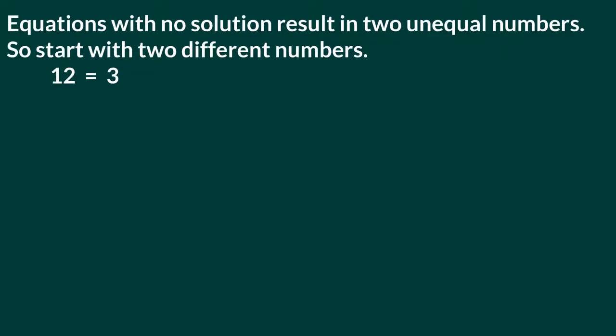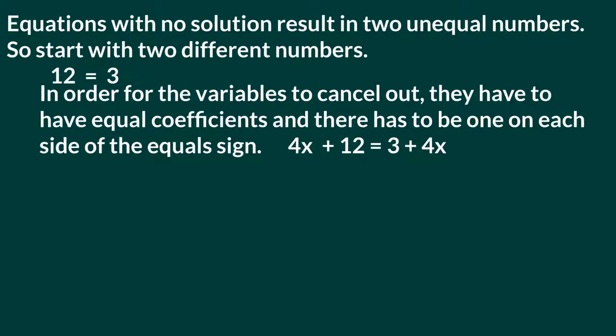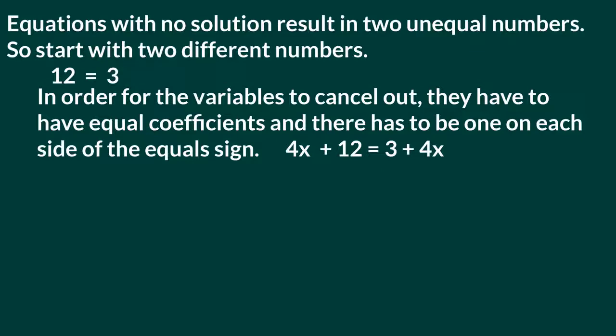If we're looking to create an equation with no solutions, the result always ends in two unequal numbers, so let's start with two unequal numbers. 12 doesn't equal 3. I put it in as equals because I do want to create the equation that has the equals between them, but I know that they're not actually equal. From there, I remember that the variables still need to cancel out. So I'm still going to have the variables with the same coefficient of 4 on both sides of the equal sign, so that if I subtract the 4x from this side, I'm going to have to subtract it from this side, and they're going to cancel out.